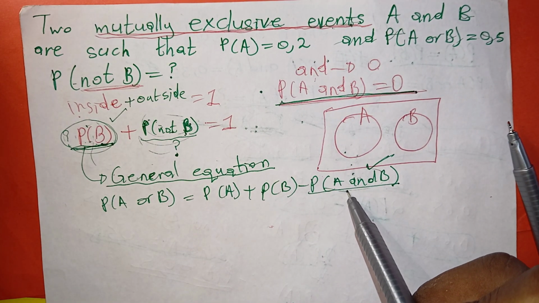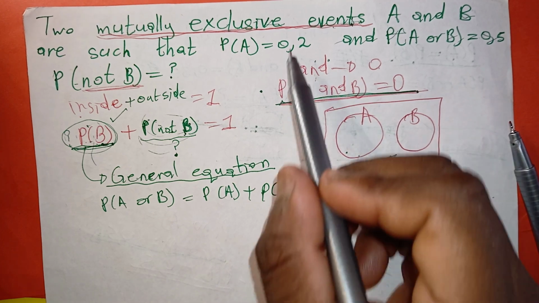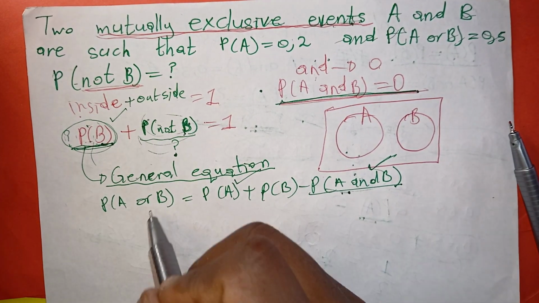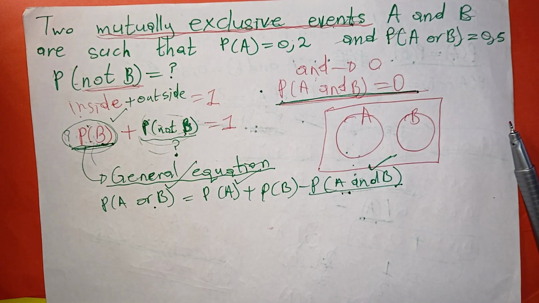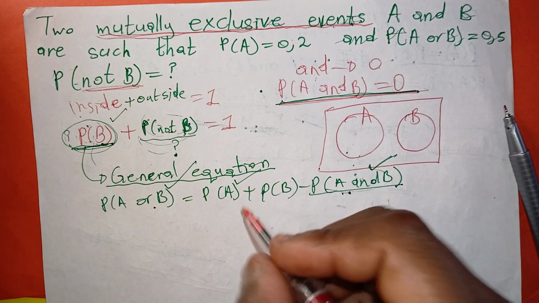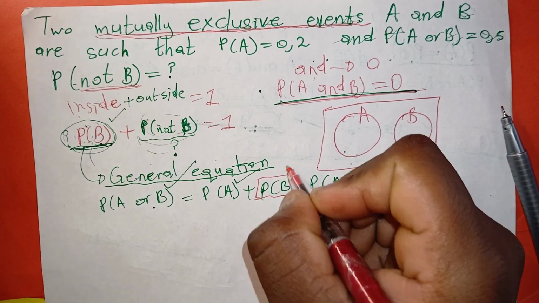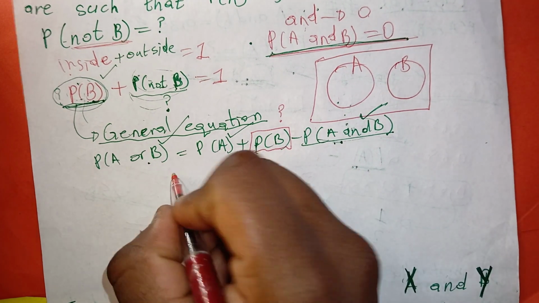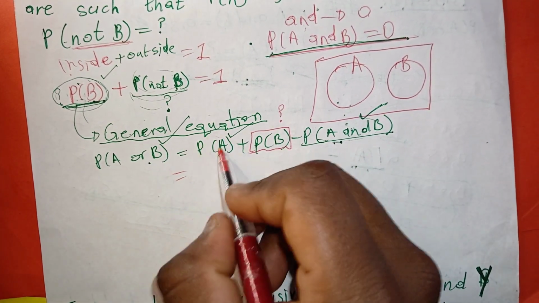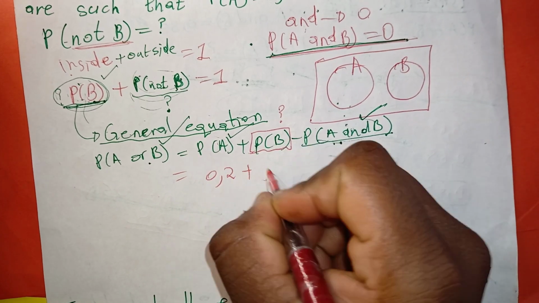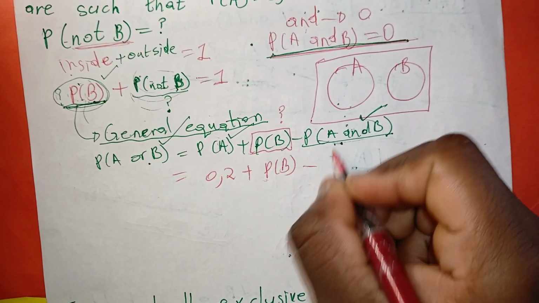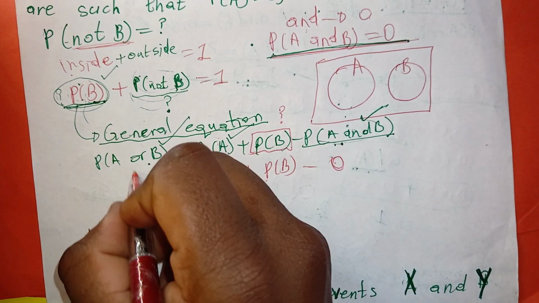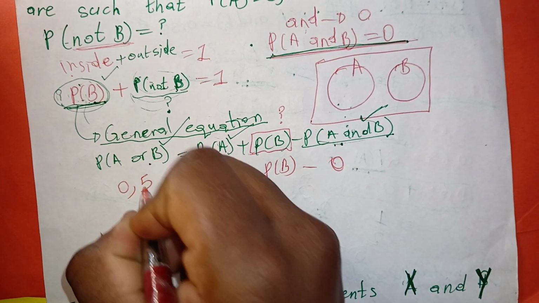So now let's check another thing that we are given. This one we are given, and also this one we are given. And now we have only one unknown value, which is this thing. In the equation we must have only one unknown value. So now let's solve for that unknown value. Let's substitute what we have. So this one, it's 0.2 plus this B minus 0. Yes, it's 0 there. So here 0.5.